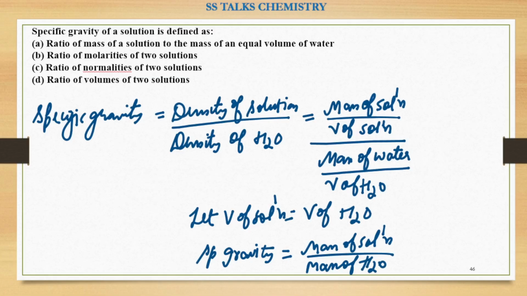From the options you see, it is the ratio of the mass of the solution to that of the mass of an equal volume of water. So this statement is the correct one. Next definition says ratio of the two molarities, no. Ratio of the normalities of two solutions, no. Ratio of the volumes of the two solutions, no. It is generally the ratio of densities, but if you have equal volumes, it will be the ratio of the two masses.